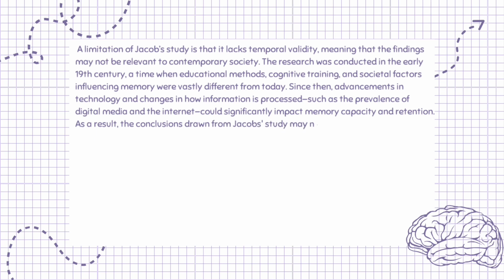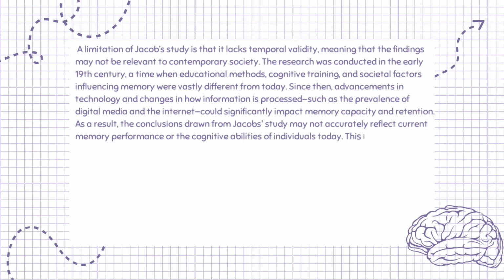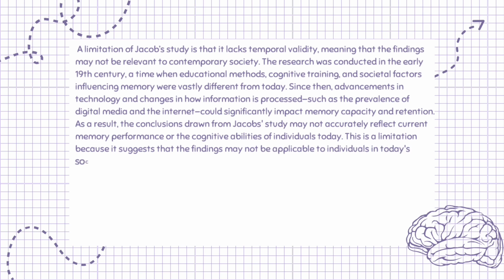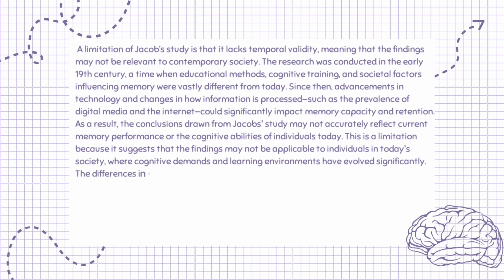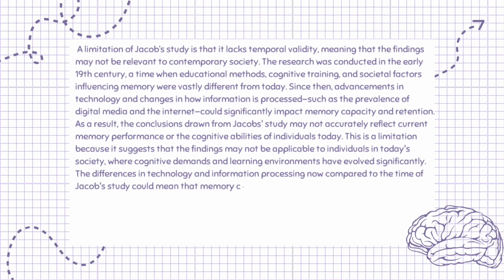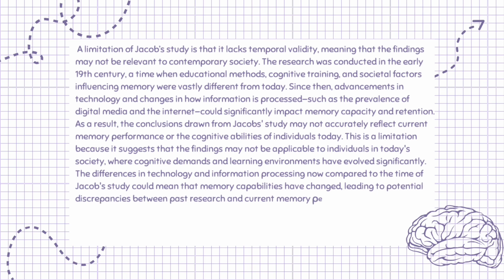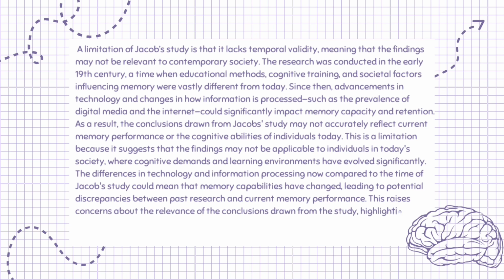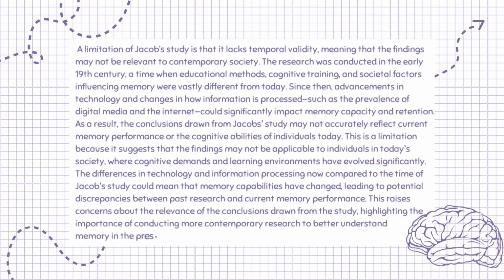As a result, the conclusions drawn from Jacobs' study may not accurately reflect current memory performance or the cognitive abilities of individuals today. This is a limitation because it suggests that the findings may not be applicable to individuals in today's society, where cognitive demands and learning environments have evolved significantly. The differences in technology and information processing now compared to the time of Jacobs' study could mean that memory capabilities have changed, leading to potential discrepancies between past research and current memory performance. This raises concerns about the relevance of the conclusions drawn from the study, highlighting the importance of conducting more contemporary research to better understand memory in the present context.